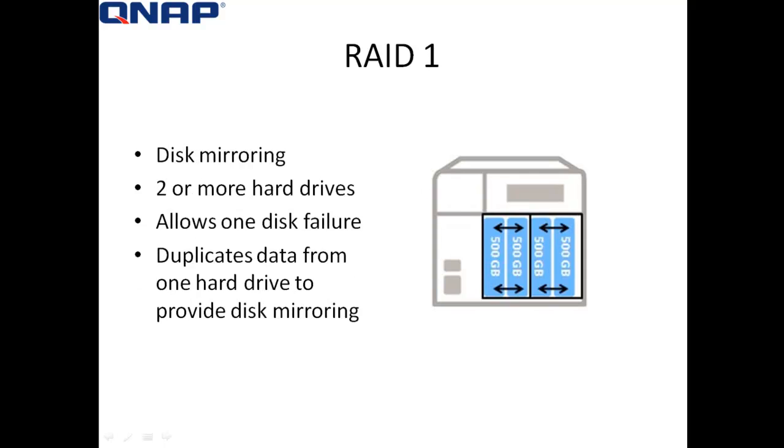RAID 1 duplicates the data between 2 hard drives to provide disk mirroring. So if you install 4 hard drives at 500 GB each in the TurboNAS and format each pair of hard drives as RAID 1, the capacity of each RAID 1 volume is 1 TB. The total storage capacity of the NAS is 2 TB.